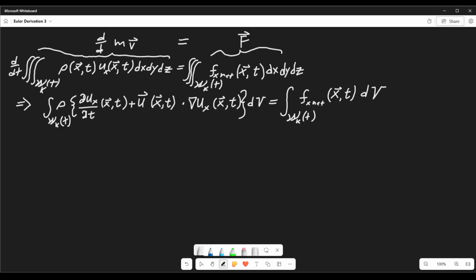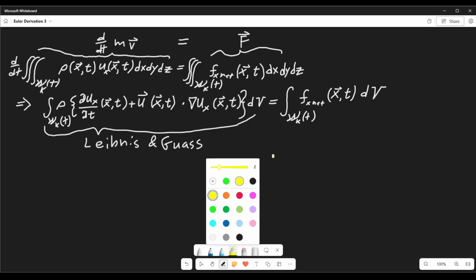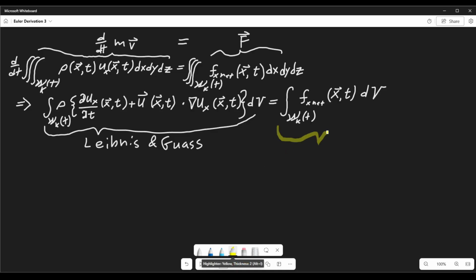So the previous video basically worked on moving this d by dt inside of this equation, and it came up with this, which is basically derived using Leibniz and Gauss. So the next thing to do is to start looking at that side of the equation. So the question is now, what is this?